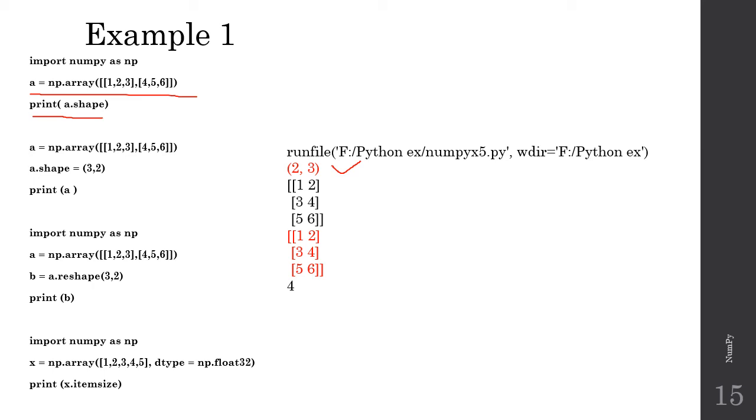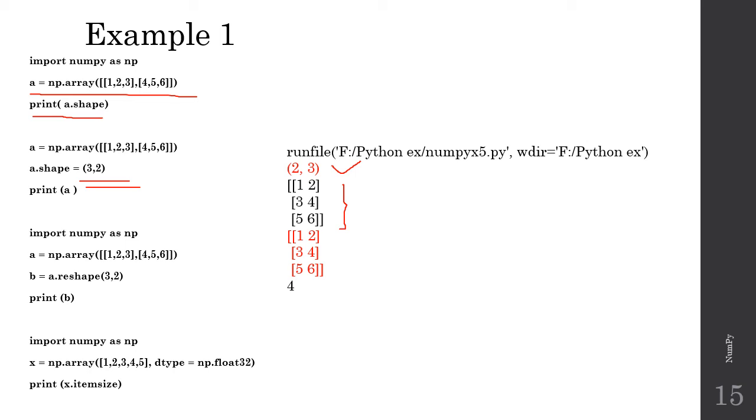In the next line, again we are creating the same n-dimensional array, and here the shape of this array is assigned as 3 by 2. Initially it was a 2 by 3 matrix. We are reshaping it, assigning the shape of this array with the help of an attribute, as 3 by 2. So while printing, we are getting a matrix with 3 rows and 2 columns.